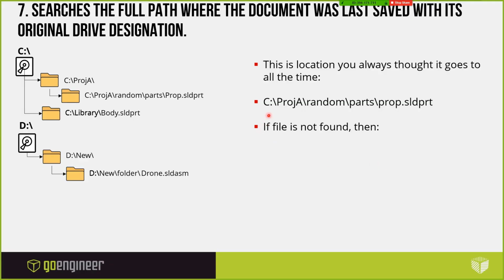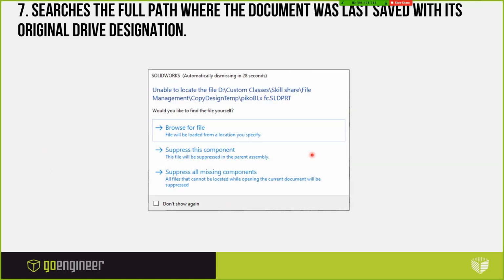So it's actually going through step 1 through 6 up until the point where it searches the last place where you actually saved the file. And only once it does not find this file in that location is when you actually get the unable to locate file dialog box.